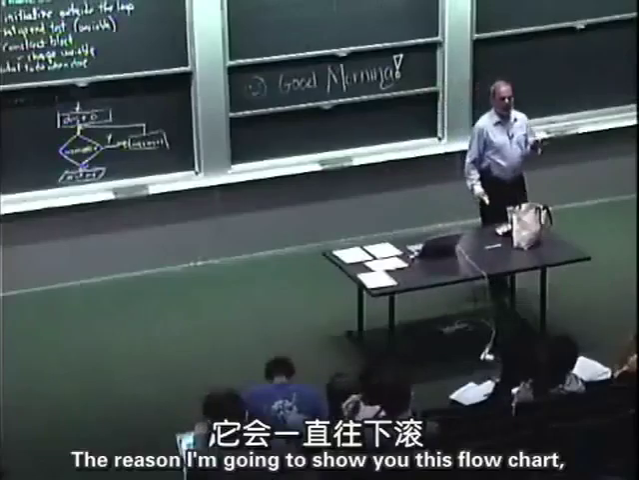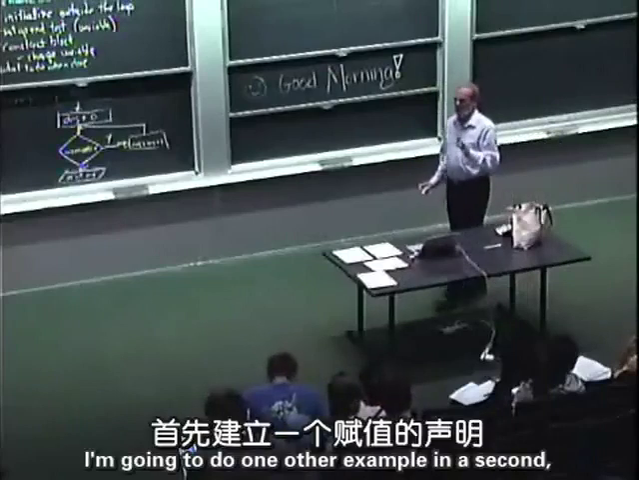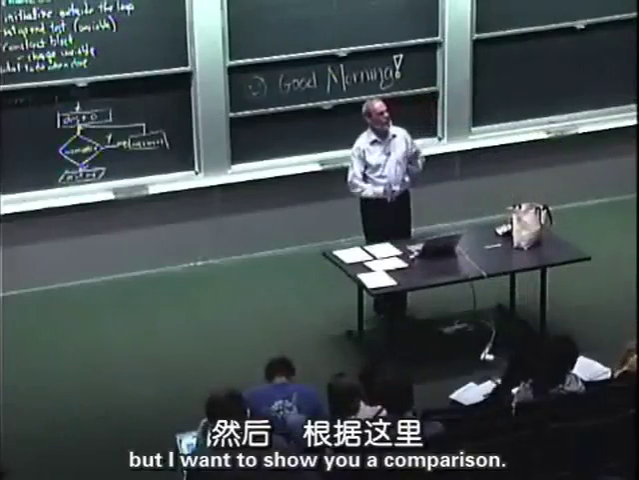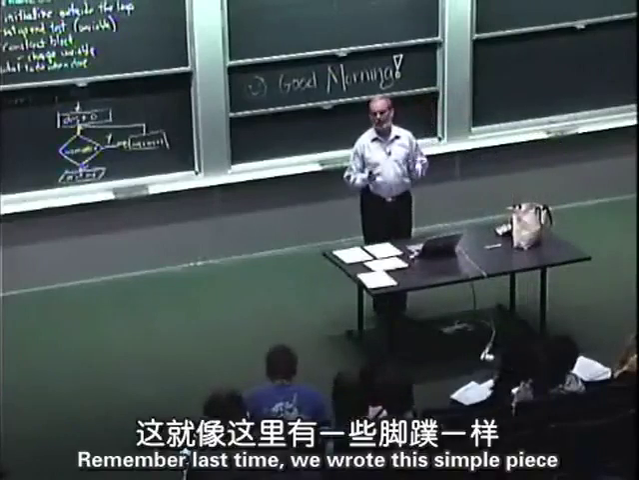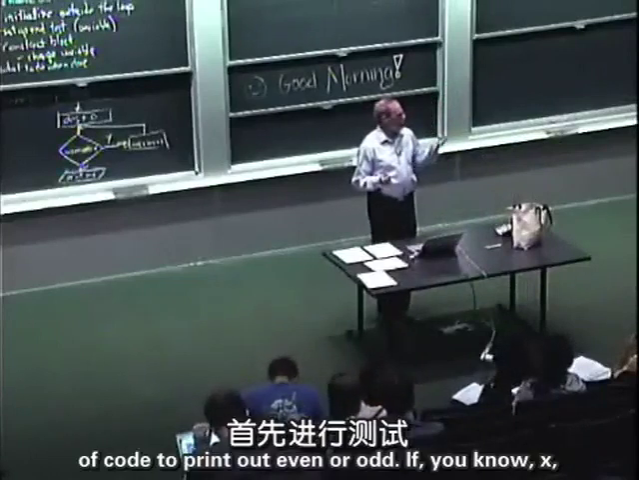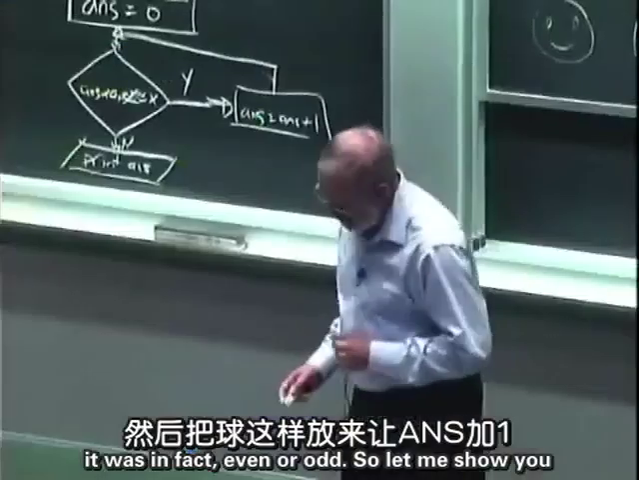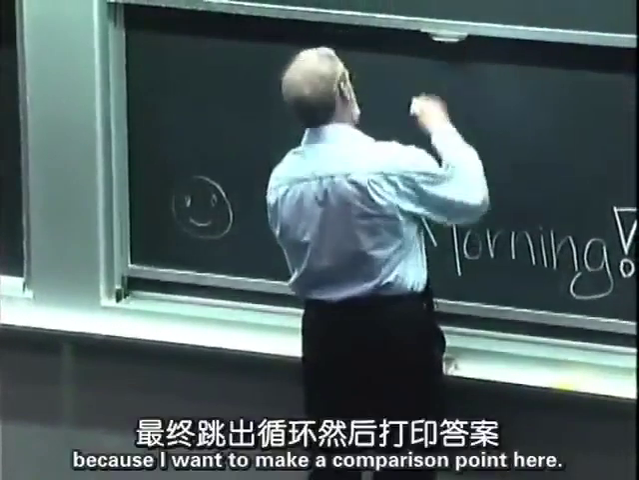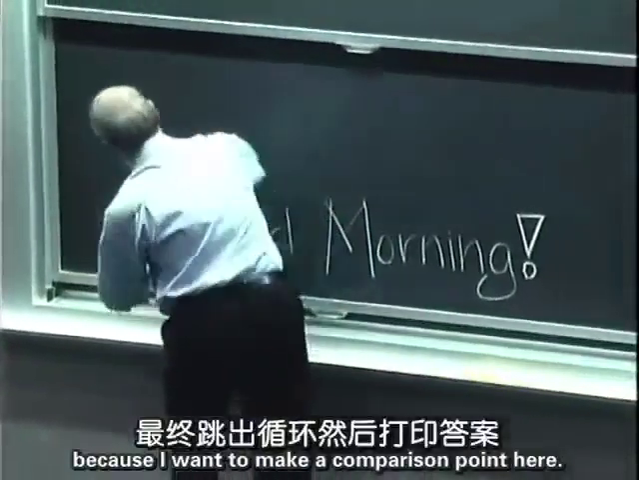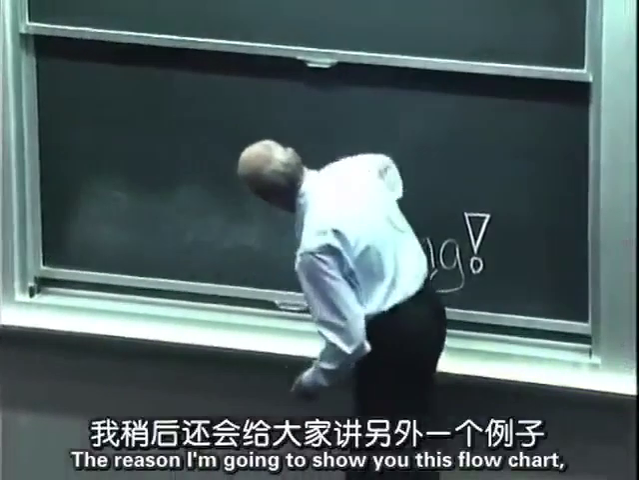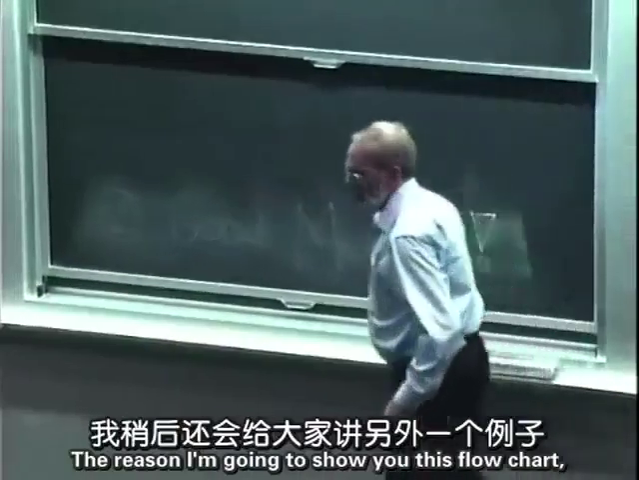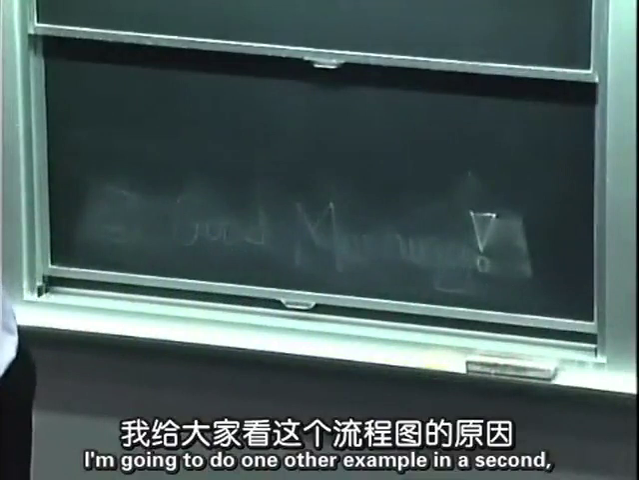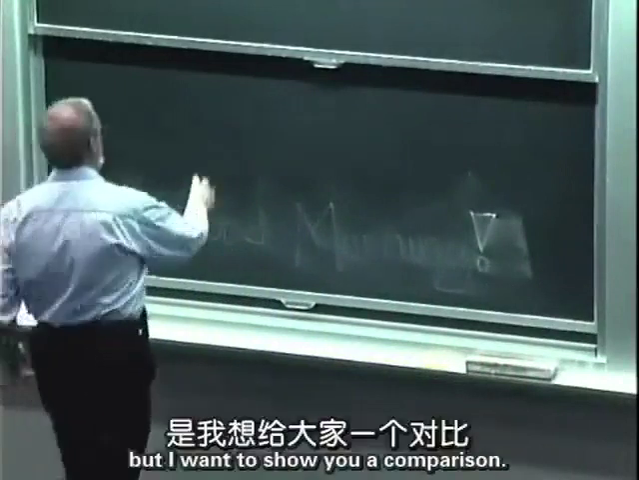The reason I'm going to show you this flow chart, I'm going to do one other example in a second, but I want to show you a comparison. Remember last time we wrote this simple piece of code to print out even or odd if x was, in fact, even or odd. So let me show you what a flow chart for that would look like. I want to make a comparison point here. If I were to do a flow chart for that one, I would do the following.